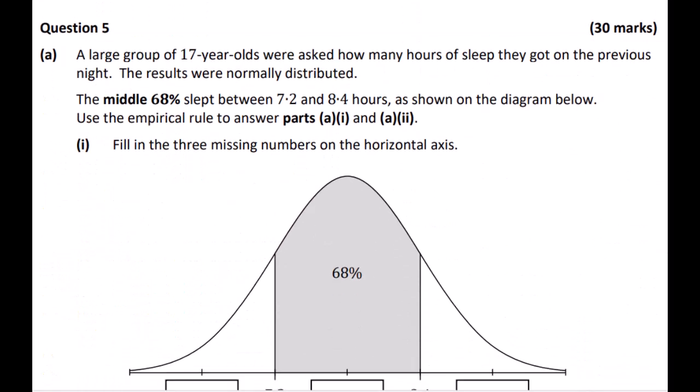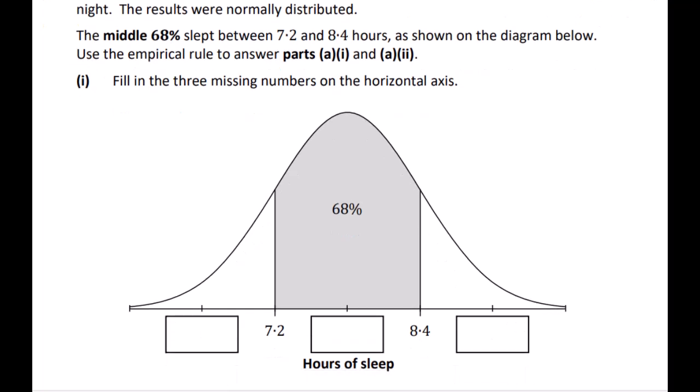Question 5. A large group of 17-year-olds were asked how many hours of sleep they got on the previous night. The results were normally distributed. The middle 68% slept between 7.2 and 8.4 hours, as shown in the diagram below. Use the empirical rule to answer parts A1 and A2. Fill in the 3 missing numbers on the horizontal axis.